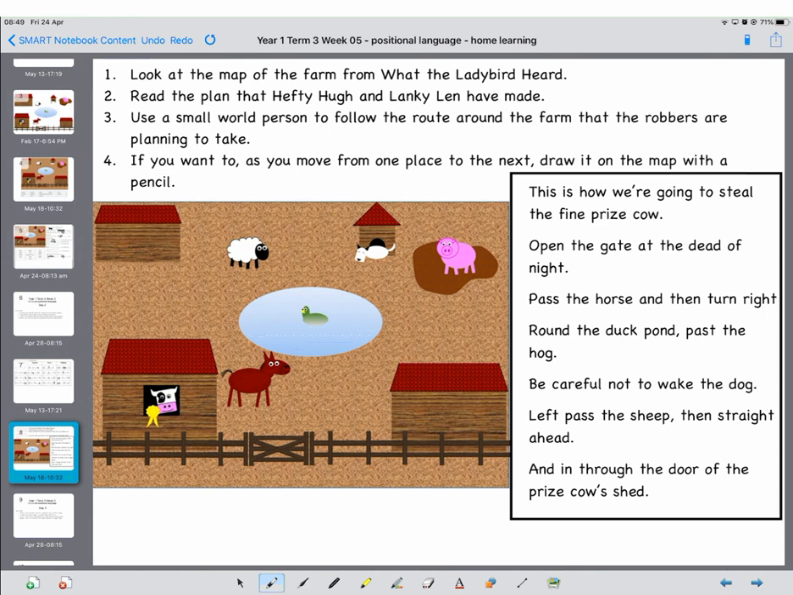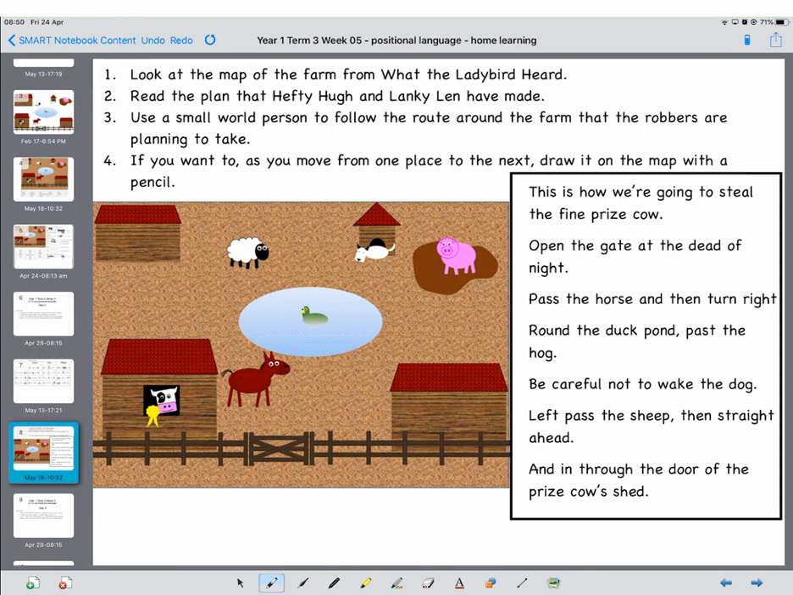And if you want to, if you print off a map of the farmyard, you can either move your figure on that instead of on the screen, or you could draw the route that they take each time you move something.